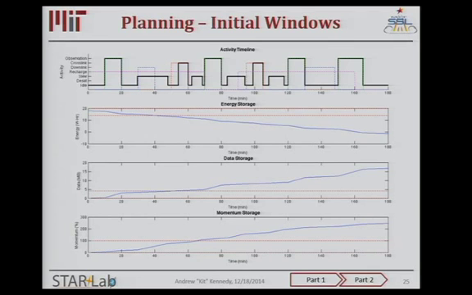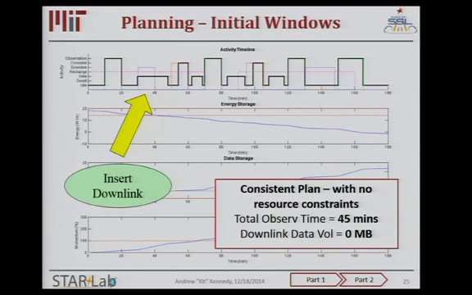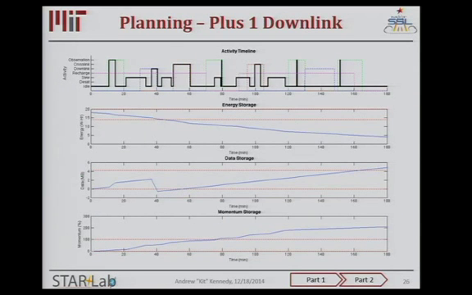So we want to, first off, meet data storage requirements, because the windows for downlinking to the ground are so limited. So we introduce a downlink activity in this first window for downlink. Hopefully you can see that downlink window, that blue line. When we introduce that, all of a sudden our data storage resource utilization looks a bit better. We're not going out of the limits as much, but we're still not quite meeting it.